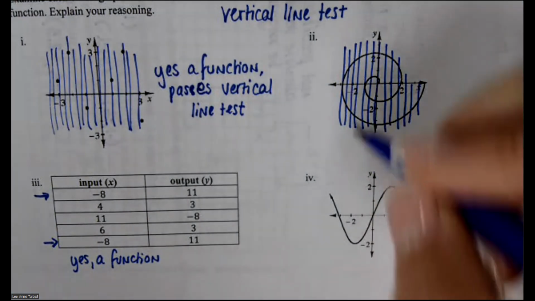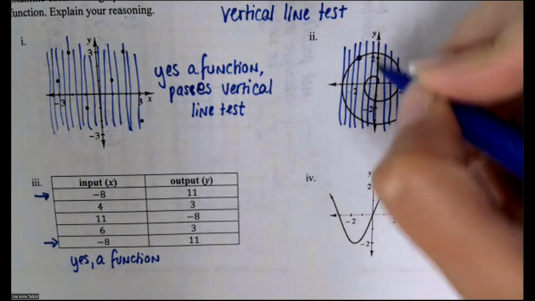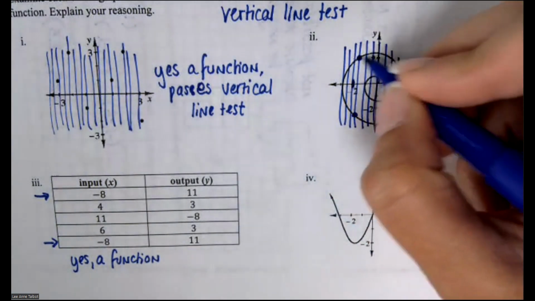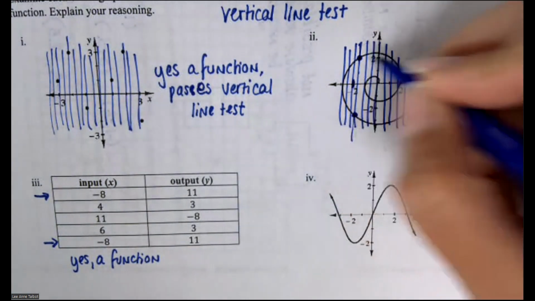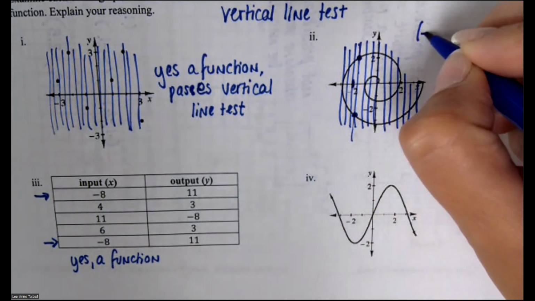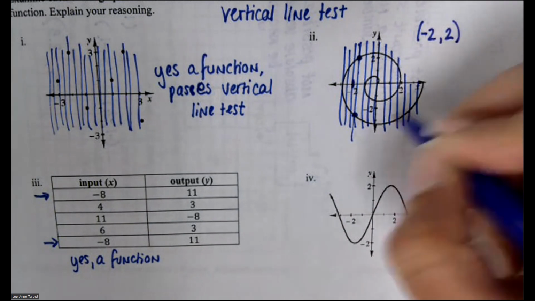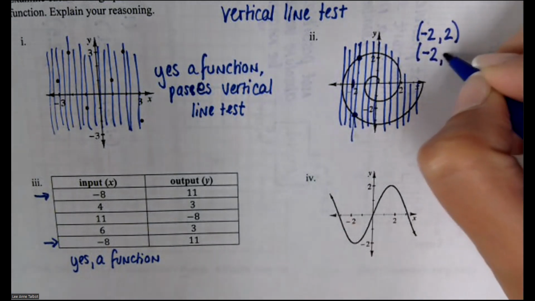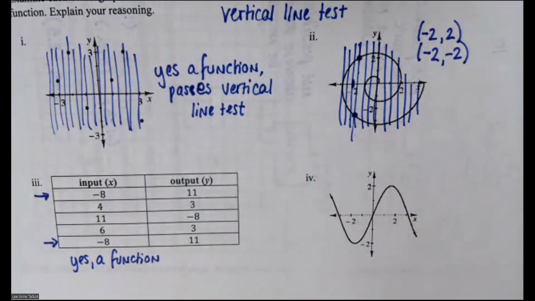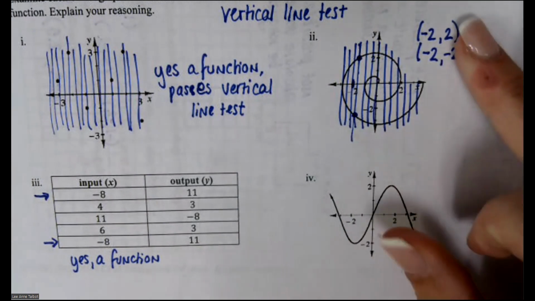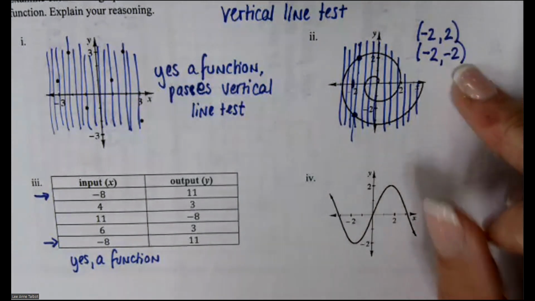Let me show you. Let's just pick a spot here. Let's pick -2. So this line here has the point -2, 2. And this point here has the point -2, -2. See how it hit twice? Now it looks like a table that is not a function.